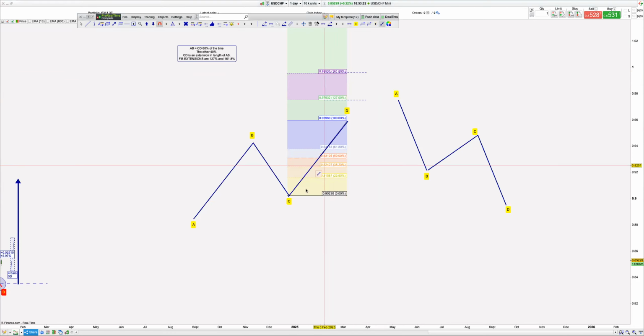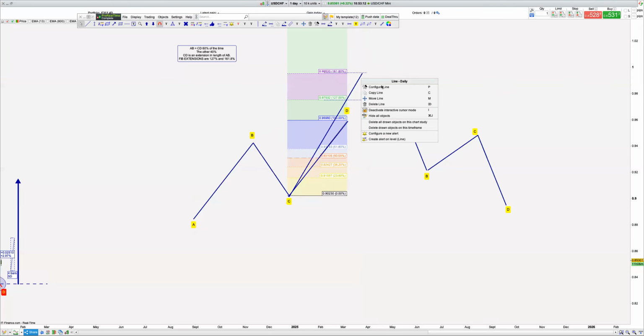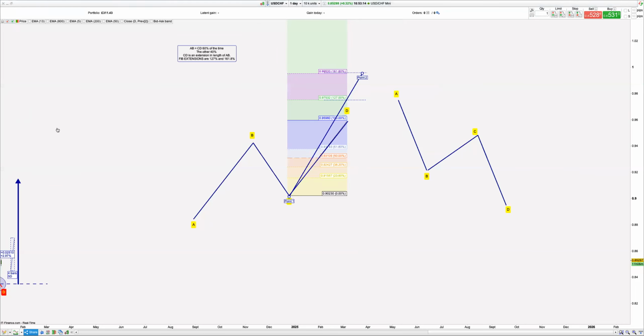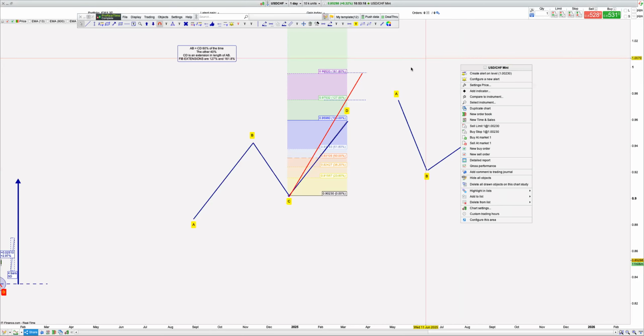So we know that if our CD leg fails at D, our CD leg's going up here. I'll do that in a different color. So you can see that that is the alternative.